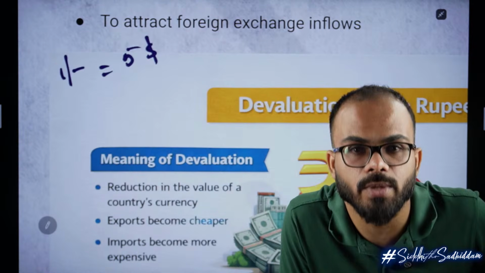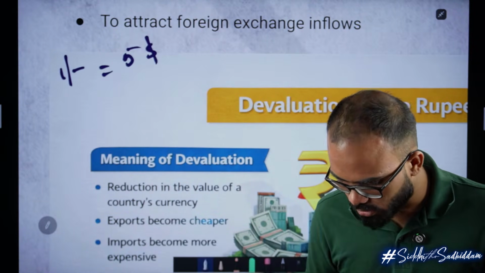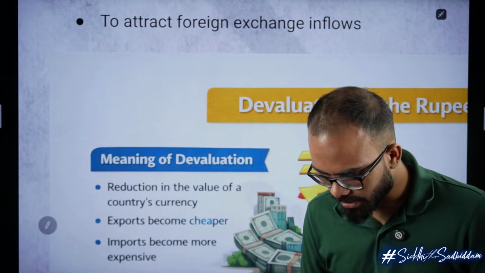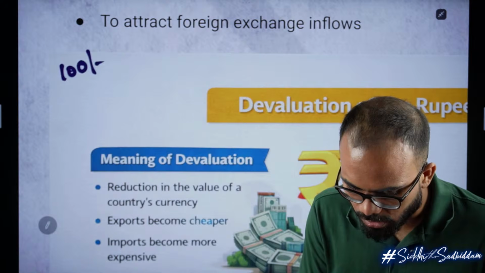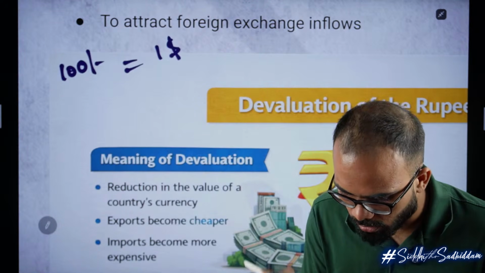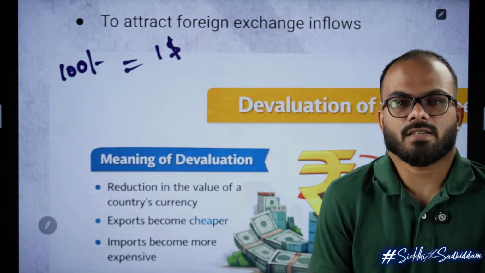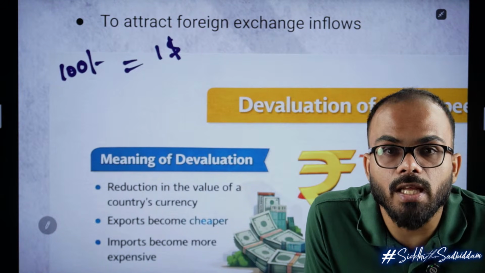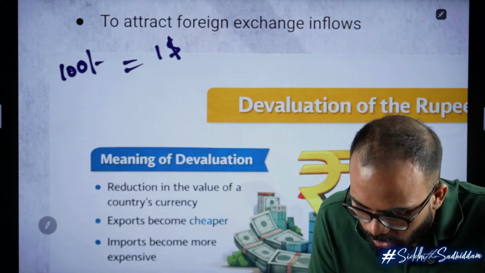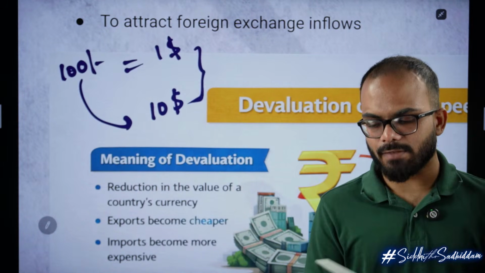If you devaluate, if you change the currency value, or let us use today's example itself. Let's say 100 rupees is equal to $1, right? If you start devaluating the rupee, which means you are weakening your rupee, then for the same 100 rupees, you will now get $10. This is called devaluation.